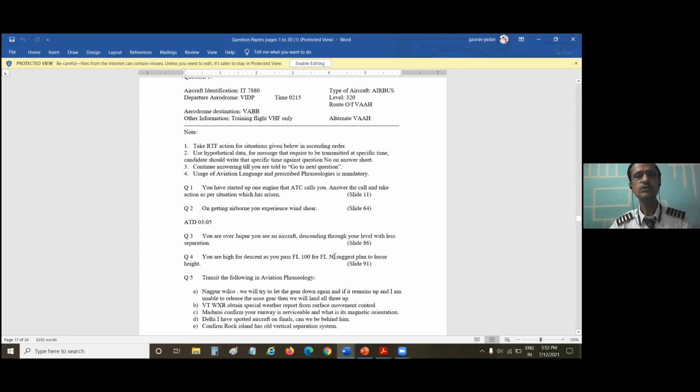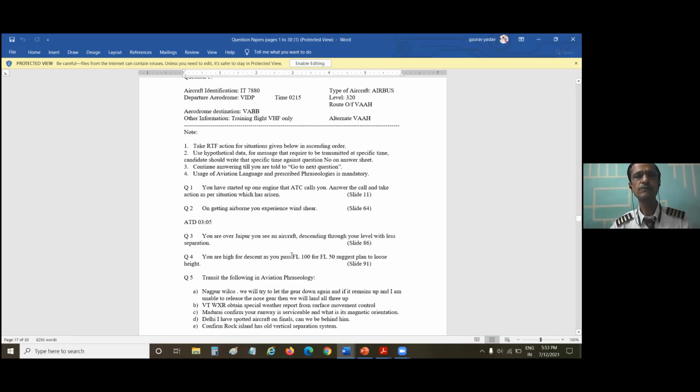If we are too high at some aerodrome, then unnecessarily we have to waste time in losing that much altitude and then come down. So it is very logical to start descending earlier or plan our descent. Okay, you are high for descent as you pass flight level 100 for flight level 50.